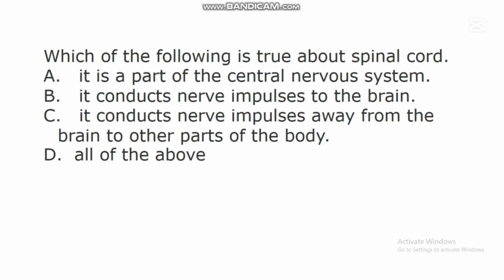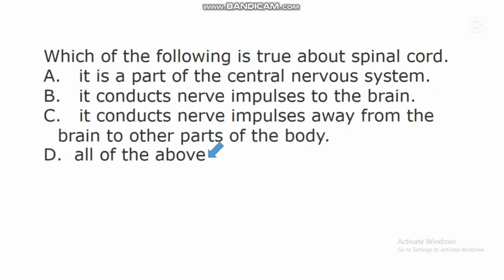The next question says, which of the following is true about the spinal cord? A. It is a part of the central nervous system. B. It conducts nerve impulses to the brain. C. It conducts nerve impulses away from the brain to other parts of the body. D. All of the above. In this question, the correct answer is D.